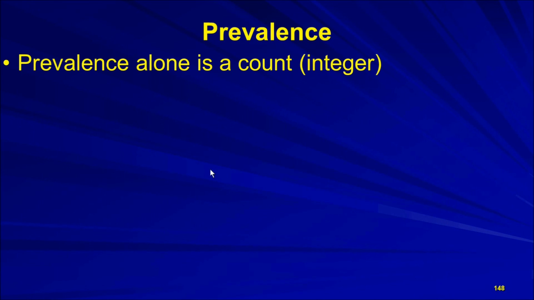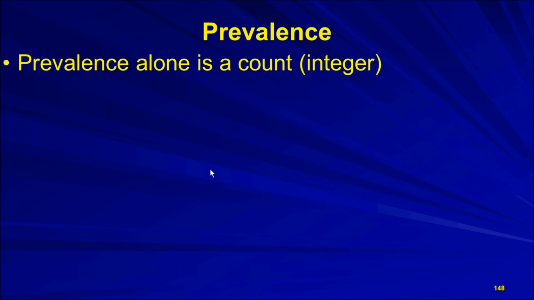Okay, prevalence. Now remember, prevalence alone is a count. So if I ask you what is the prevalence, you're going to give me a count. Now, prevalence means something in particular and is more comprehensive than the term incidence. So prevalence covers new cases, existing cases, and recurring cases. Okay? But for right now, you just need to remember that prevalence is a count. If I don't specify rate, rate is division and multiplication.